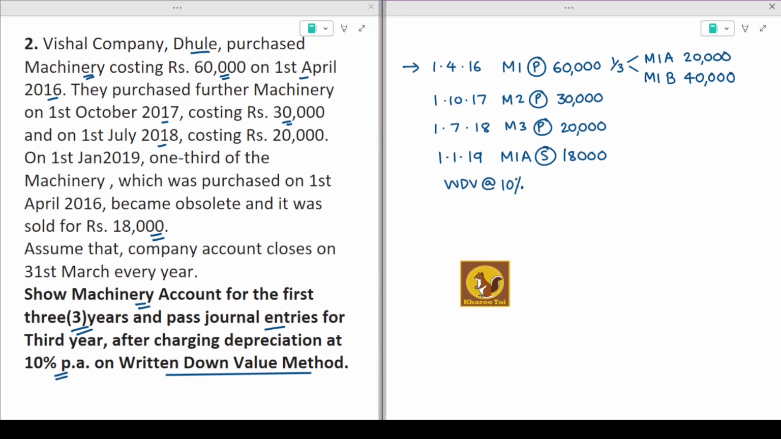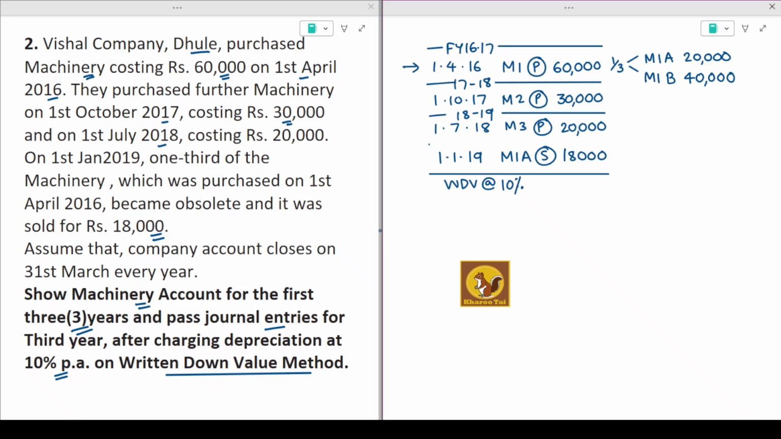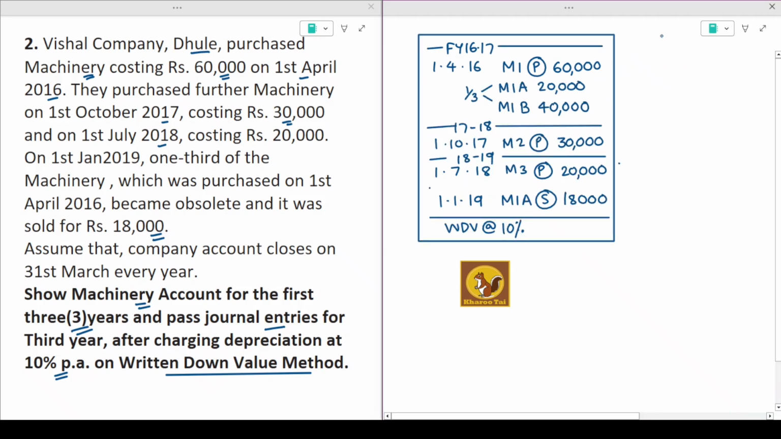We have to open machinery account for 3 years. This is financial year 16-17. This is 17-18. This is 18-19. And this is also in 18-19. So this is how the summary is. And for this year, that is last year, third year, we have to pass journal entries. With this summary, we can do our working note.